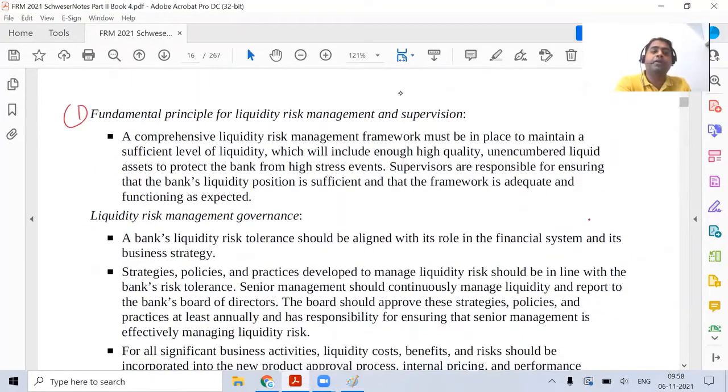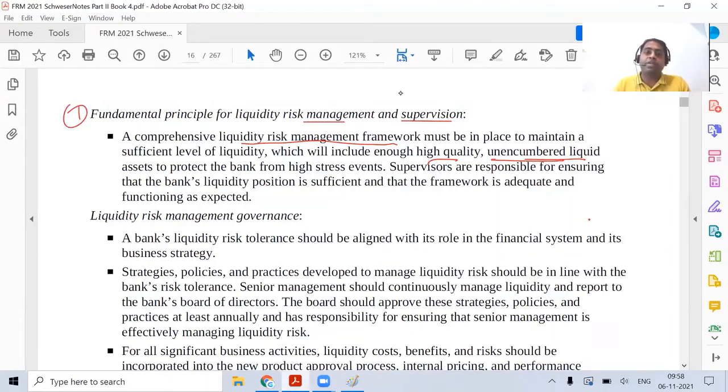Let us go to the first point. Fundamental principle of liquidity risk management and supervision. That means as a bank, you should have a complete framework of liquidity. That means how exactly you're going to manage liquidity throughout your bank, throughout your subsidiaries. That means you need to have some policy in place. And you should be able to identify which are your high quality unencumbered liquid assets. What does unencumbered mean? You have not given that asset as a collateral to anybody else. There is no lien on that asset. You can directly use that asset.